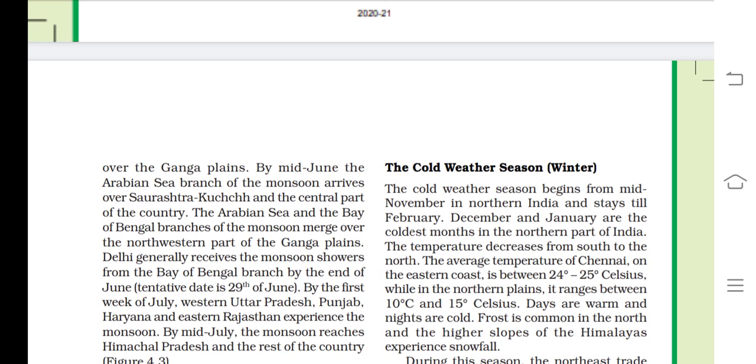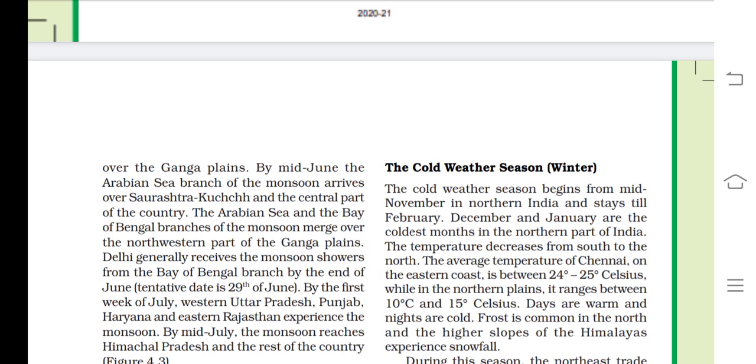By mid-June, the Arabian Sea branch of the monsoon arrives over Saurashtra and Kutch and the central part of the country. Okay, to Saurashtra and Kutch side by mid-June. The Arabian Sea and Bay of Bengal branches of the monsoon merge over the northwestern part of the Ganga plains. When talking about the northwestern part of the Ganga plains, these two branches, that is the Arabian Sea branch and the Bay of Bengal branch, they both merge.